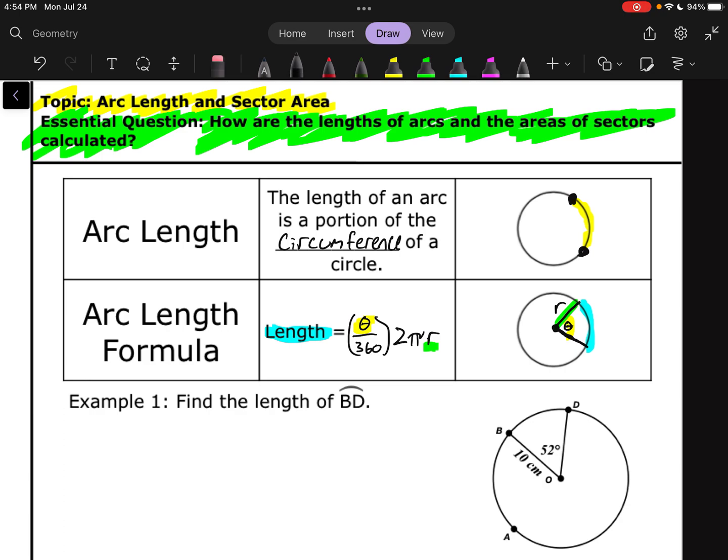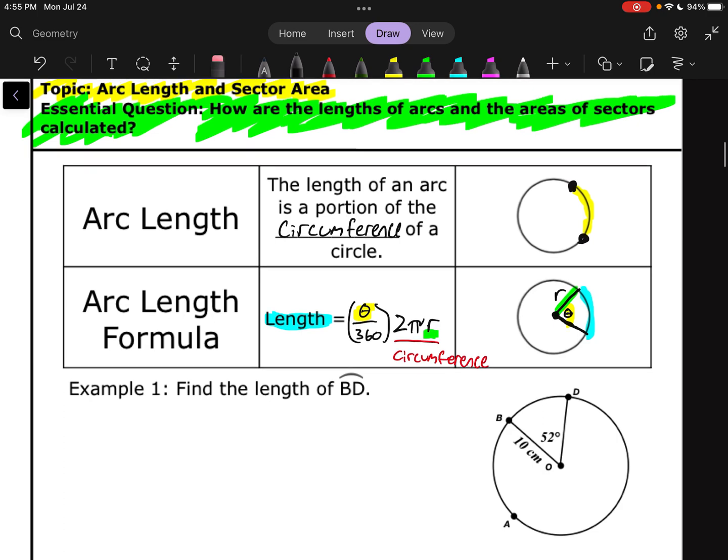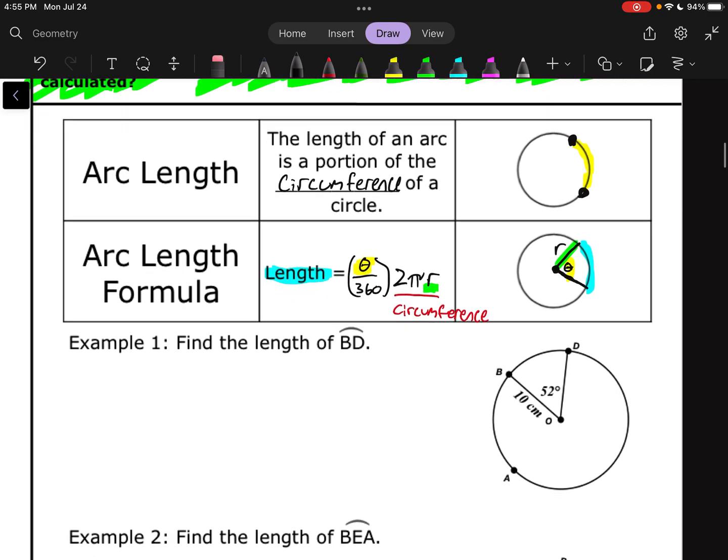Now, you might recognize that 2 pi r there, right? 2 pi r is the formula for circumference. So what we're doing is we're essentially saying, hey, we don't want the whole circumference. We want a part of the circumference. And the part of the circumference that we want is represented by theta over 360, because the arc takes up a certain amount of degrees out of 360 degrees. So that's how we are going to calculate this thing.